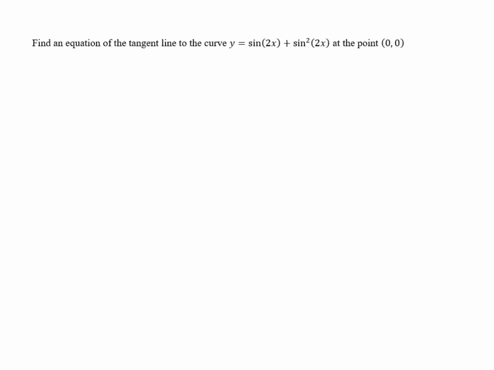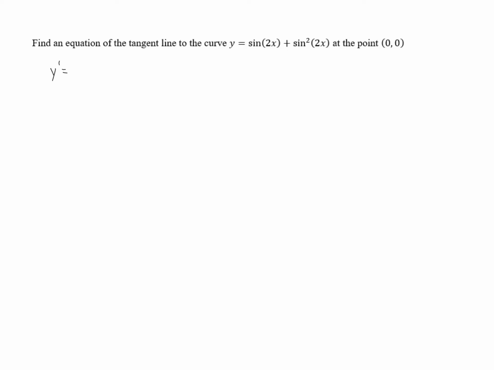Find an equation of the tangent line to the curve y equals sine of 2x plus sine squared of 2x at the point (0, 0). Now, we need a tangent line, so for the slope of that, we're going to need the derivative. So we're going to need y prime.